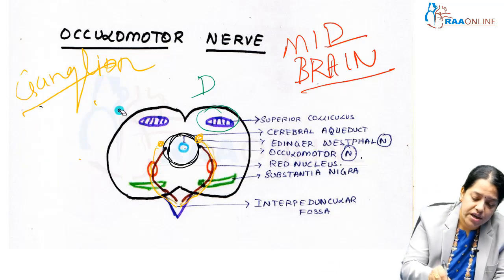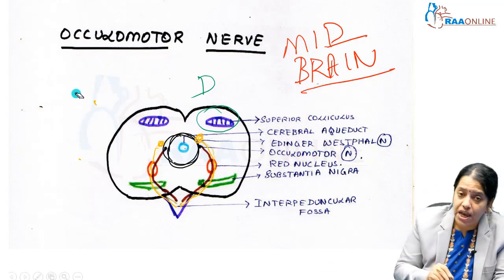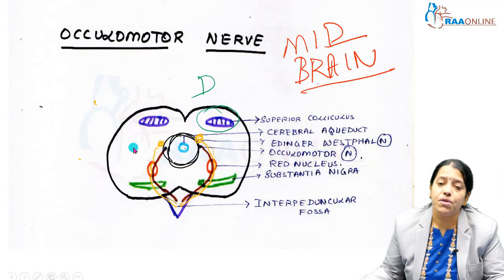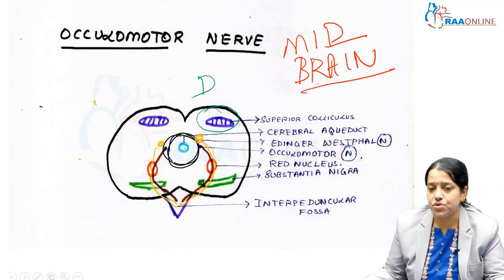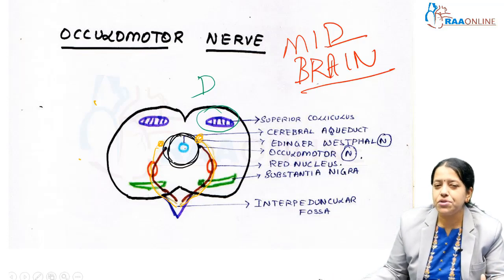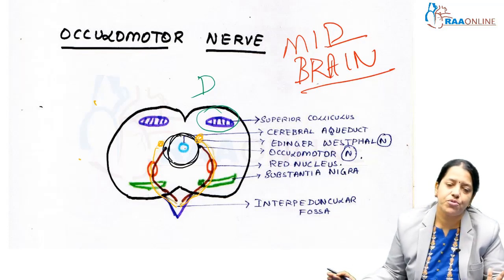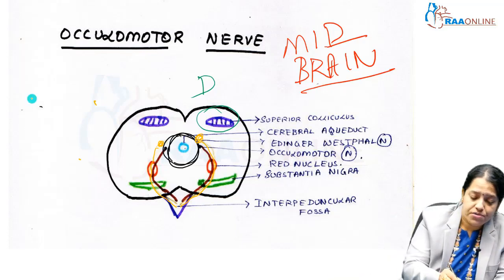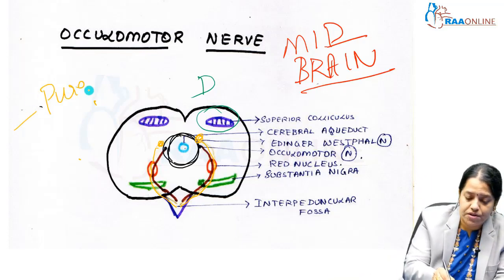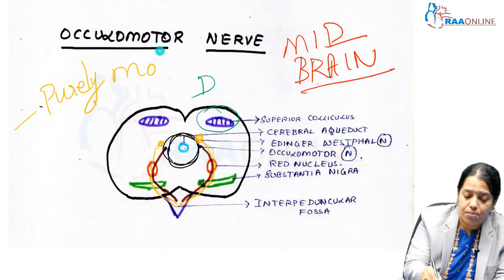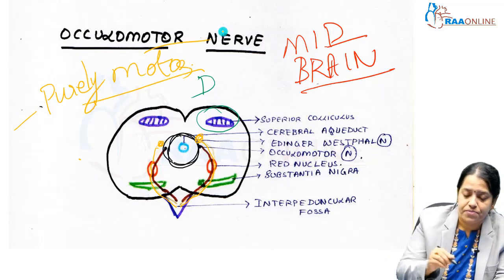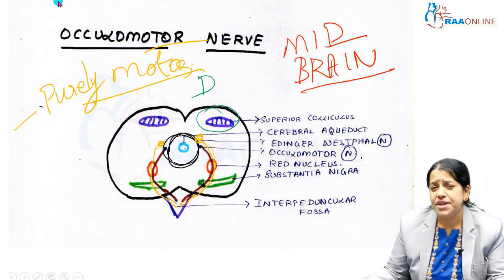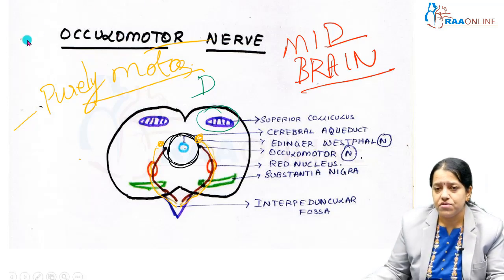So once we are clear with the meaning of the nuclei and the ganglion, then we proceed to the different nuclei which are for the oculomotor nerve especially. According to the functional components, the oculomotor nerve is a purely motor nerve. So it does not have any sensory component. The name itself is suggesting. Moreover, it is for the ocular movements. So that's why it is a purely motor nerve.